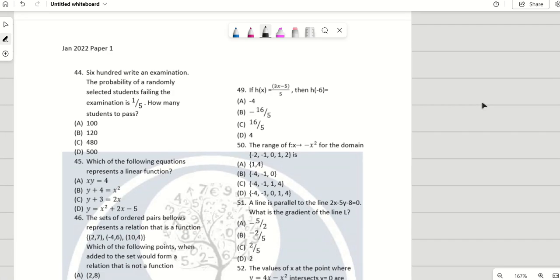600 students write an examination. The probability of a randomly selected student failing the examination is 1/5. How many students pass? So we know a fail is 1/5 of 600, so failing is 120. The number of persons estimated to pass would be 600 minus 120, which is 480. So the answer is C.